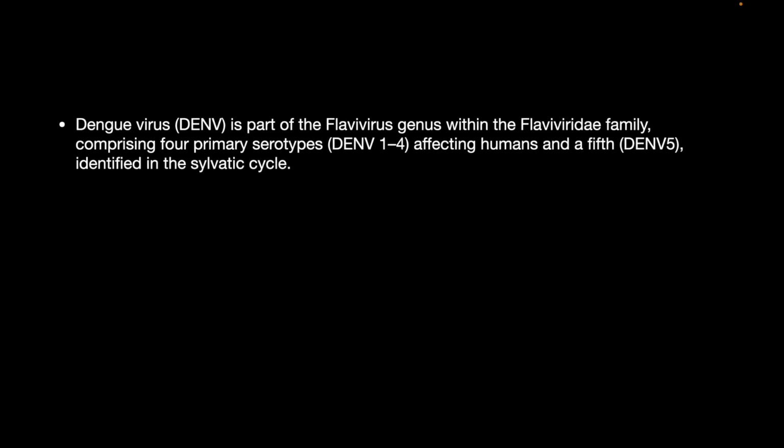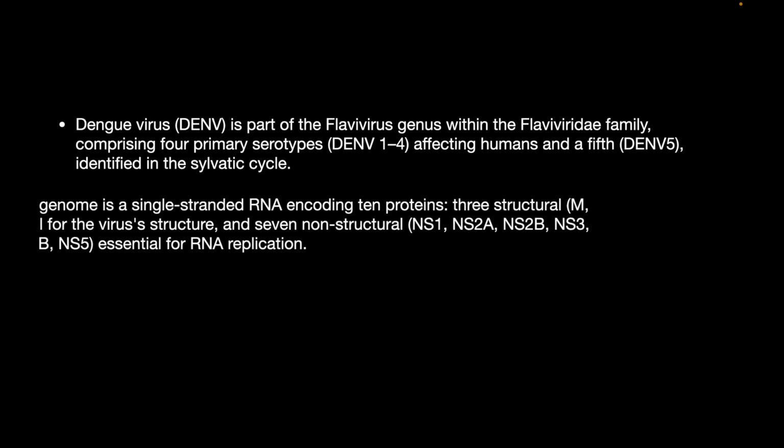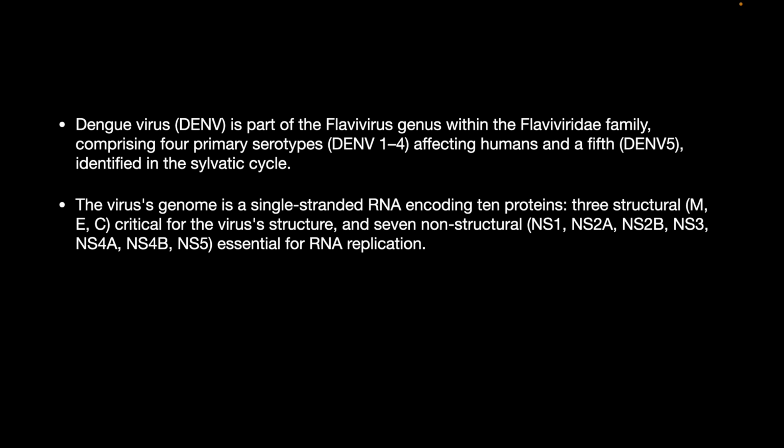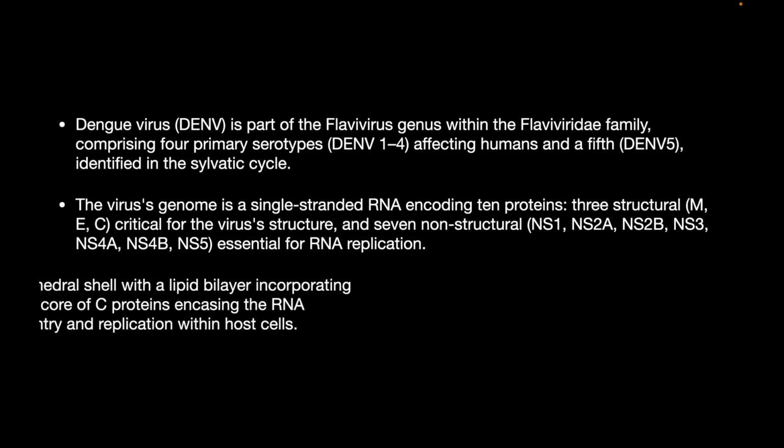The virus. The dengue virus is part of the Flavivirus genus within the Flaviviridae family, comprising four primary serotypes, 1 to 4, affecting humans, and a fifth, DENV-5, identified in the sylvatic cycle. The virus genome is a single-stranded RNA encoding 10 proteins, 3 structural, critical for the virus structure, and 7 non-structural, that is NS1, 2A, 2B, 3, 4A, 4B and 5. These are essential for the RNA replication.